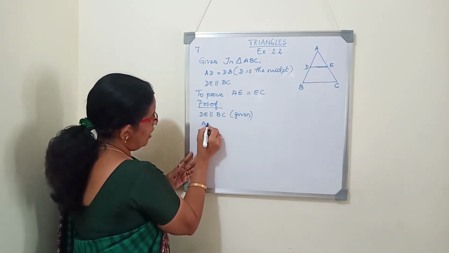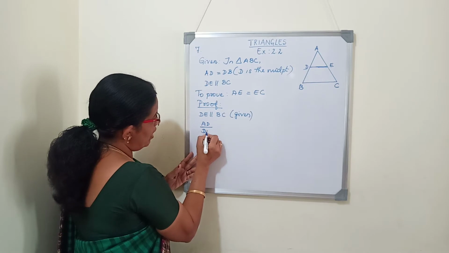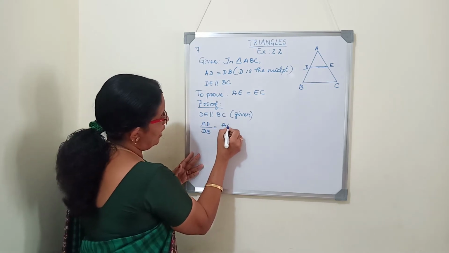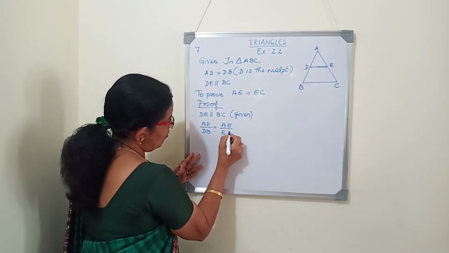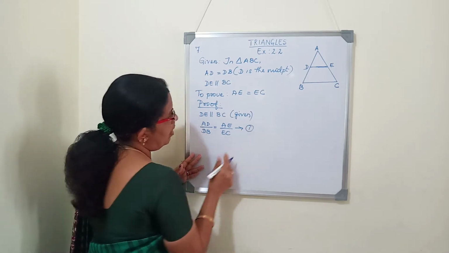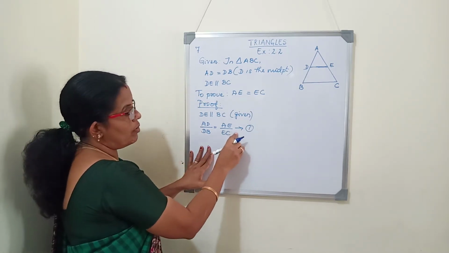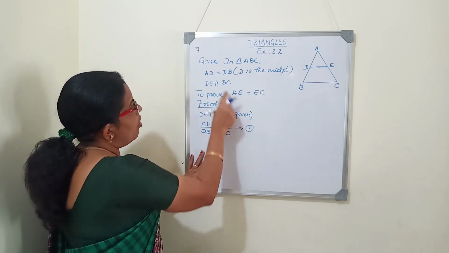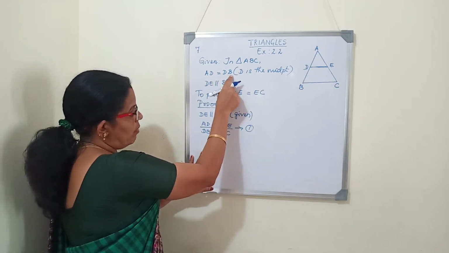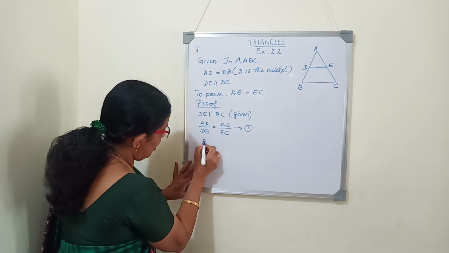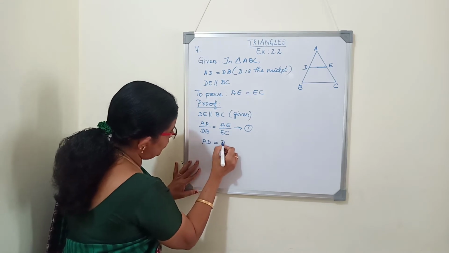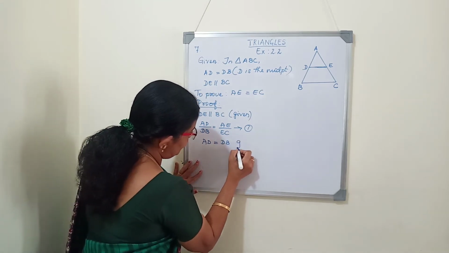We can write AD by DB is equal to AE by EC. This we will write as equation 1. So, according to BPT, we had written AD by DB is equal to AE by EC. It is already given that AD is equal to DB. I will write that AD is equal to DB. It is given.